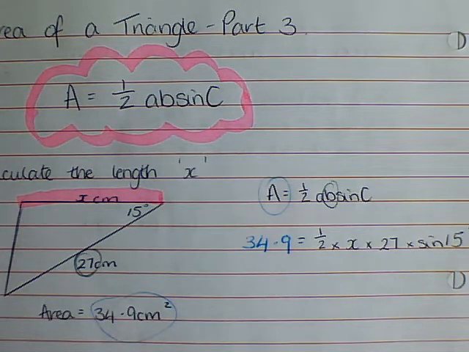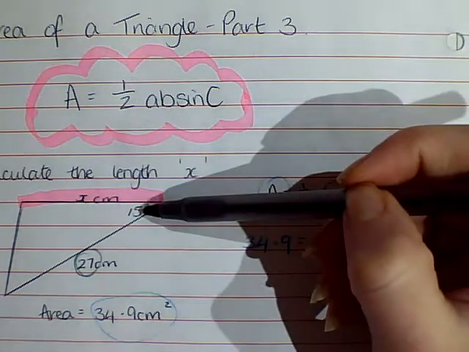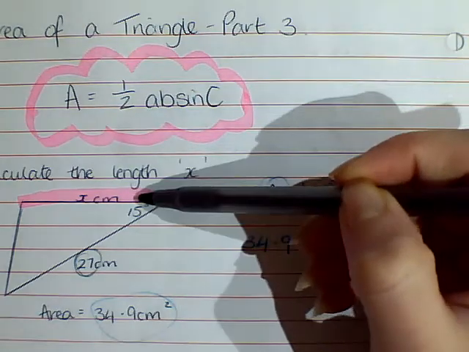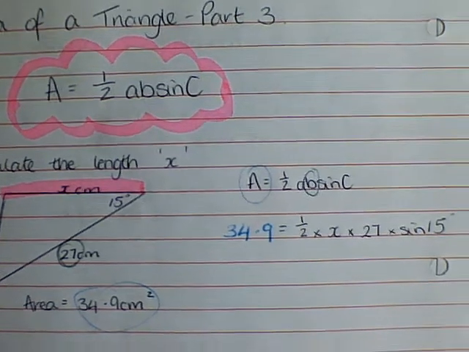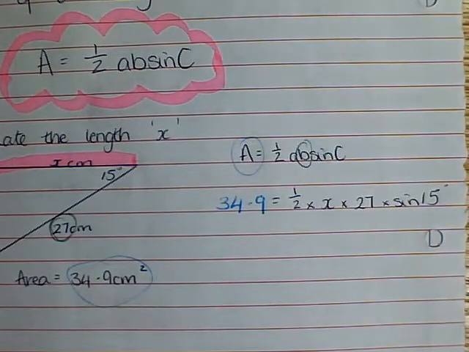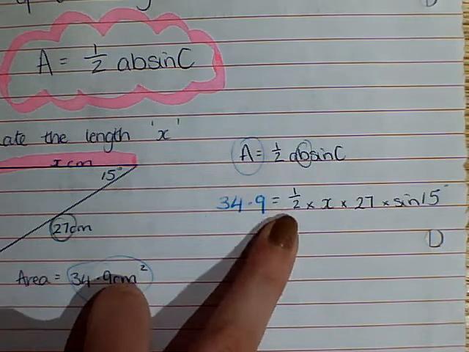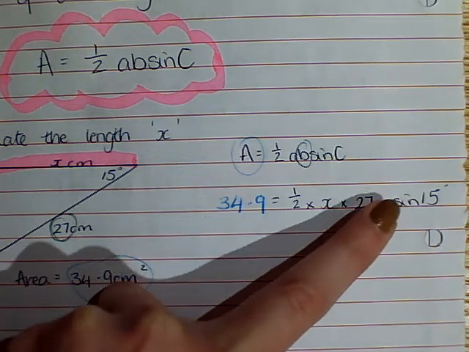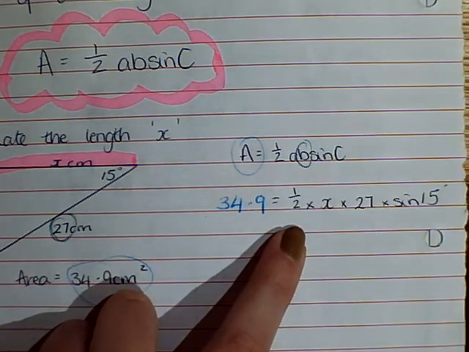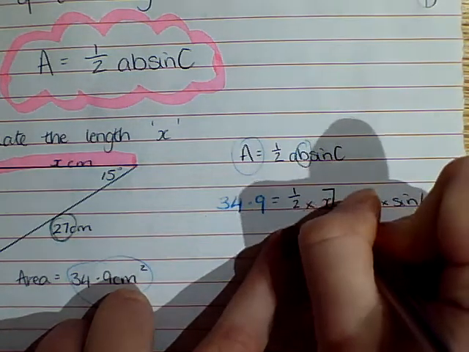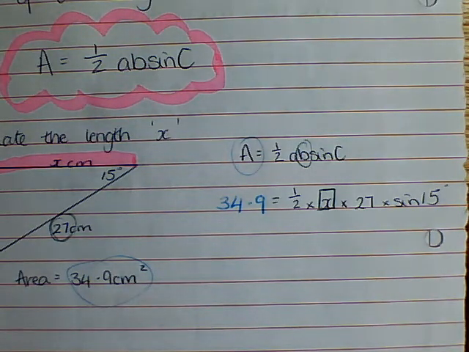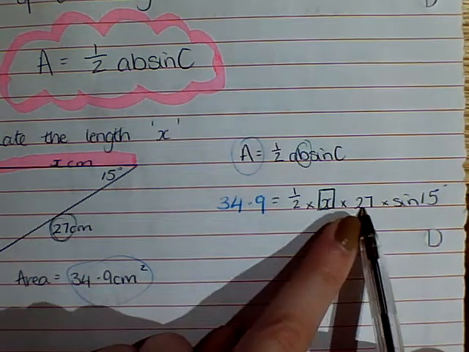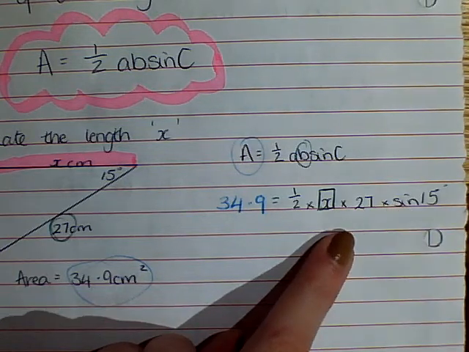Now remember, when you are doing this, the angle has to be trapped by a length on each side. And it is, so it is the correct angle we are using. We've got 34.9 equals a half times x times 27 times sine 15, and we want to find out what x is. That is what we are trying to find out. I am going to type into my calculator the half times 27 times sine 15.